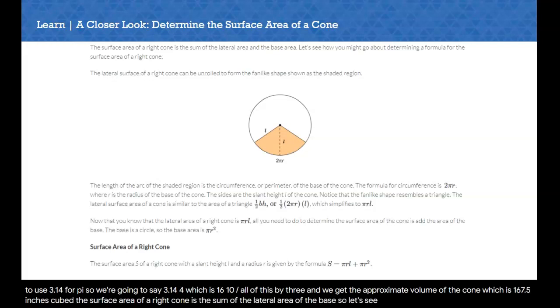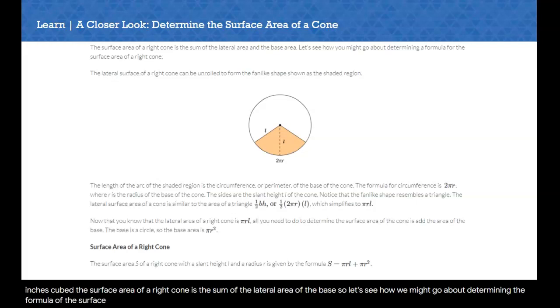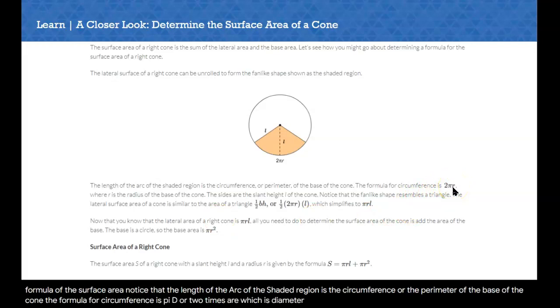The surface area of a right cone is the sum of the lateral area and the base. So let's see how we might go about determining the formula of the surface area. Notice that the length of the arc of the shaded region is the circumference, or the perimeter, of the base of the cone. The formula for circumference is pi d, or 2 times r, which is diameter, d, times pi.